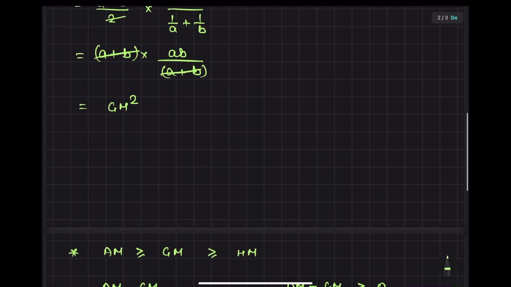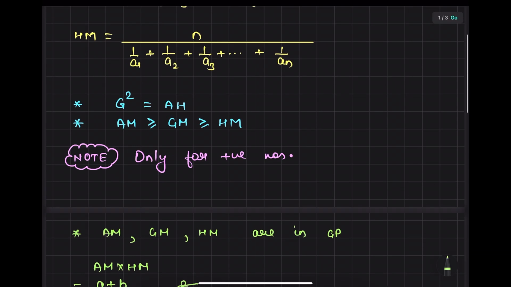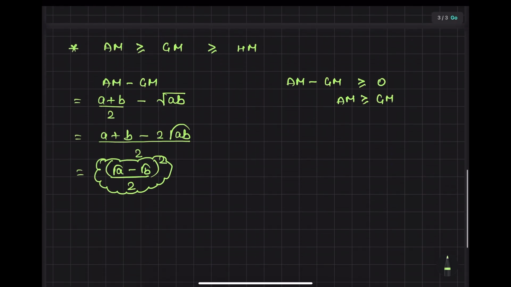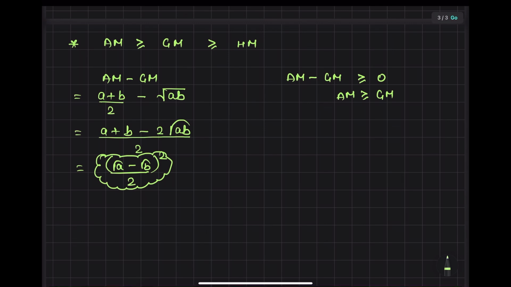Now you have already proved AM greater than or equal to GM. Now you have to prove GM greater than or equal to HM. So you can apply the same logic over here. Suppose AM by GM is greater than or equal to 1, correct? Now you know that GM square is equal to AM times HM.